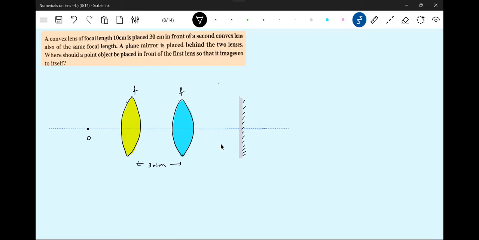Centimeter focal length of this, 10 centimeter. Altogether, the ray should be incident parallelly on the plane mirror. When a plane mirror comes, the ray should be incident parallelly. So the rays after refraction from the second lens should become parallel. This is one requirement. Then they'll retrace path here.